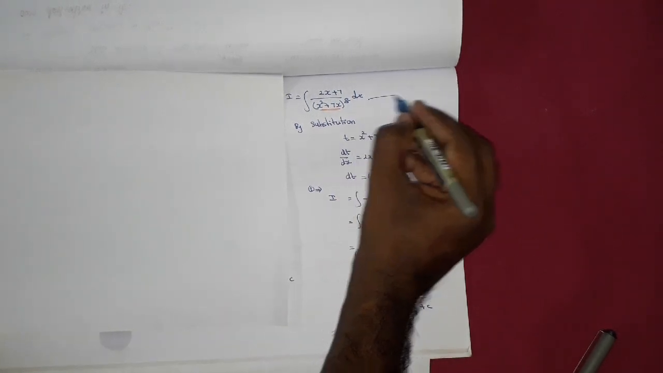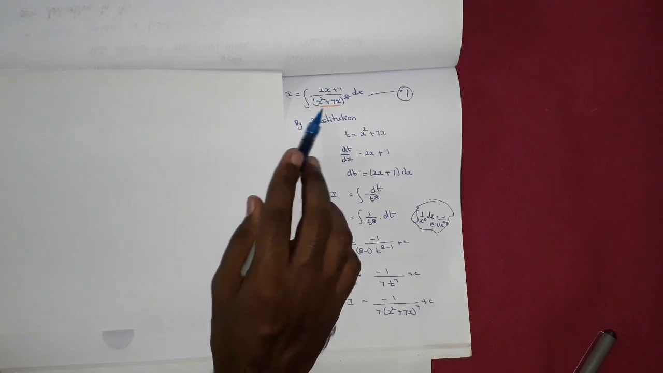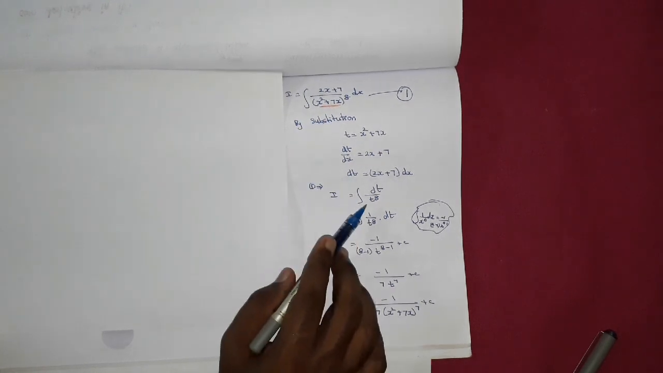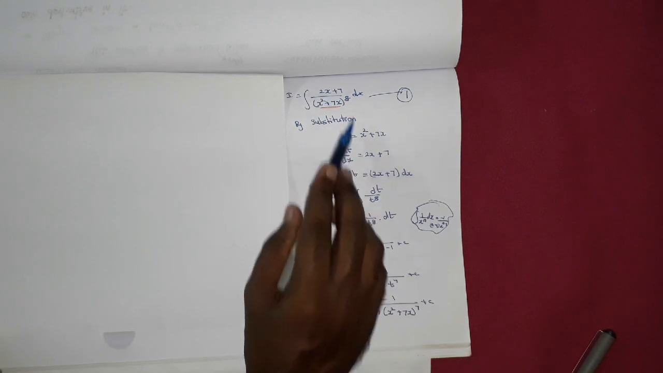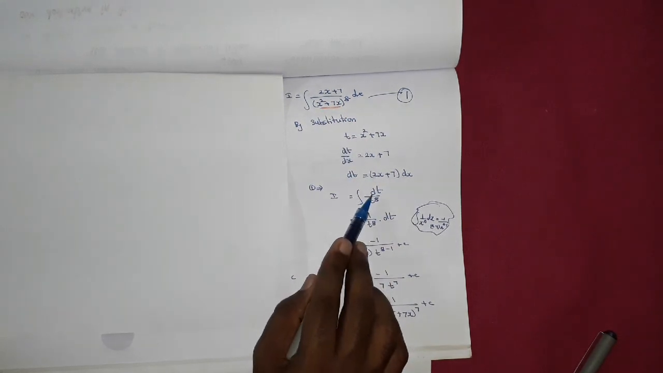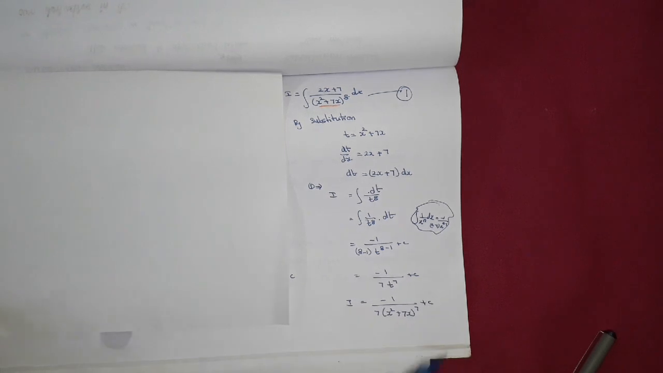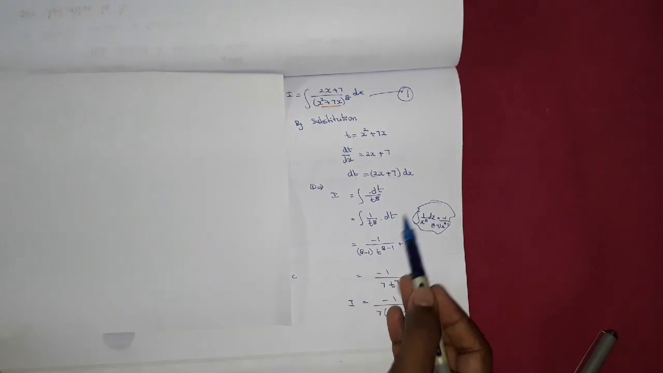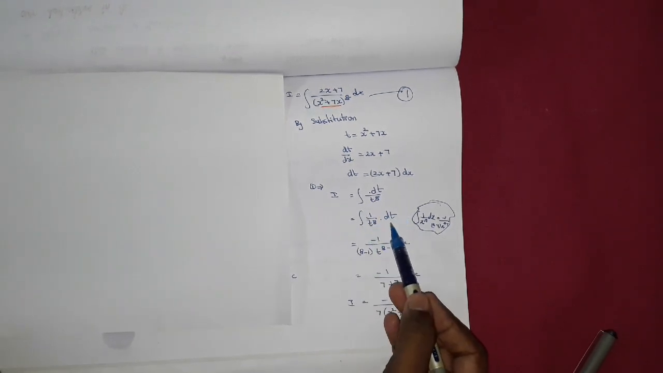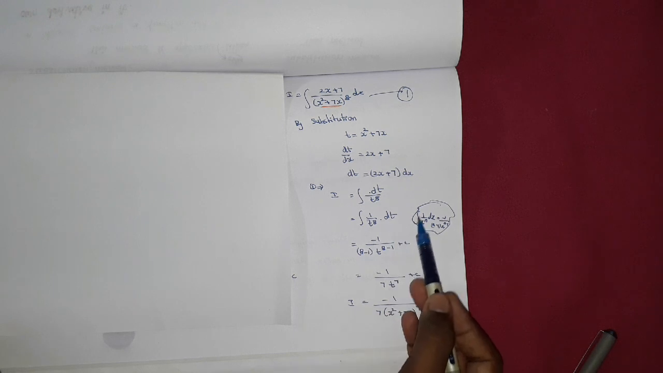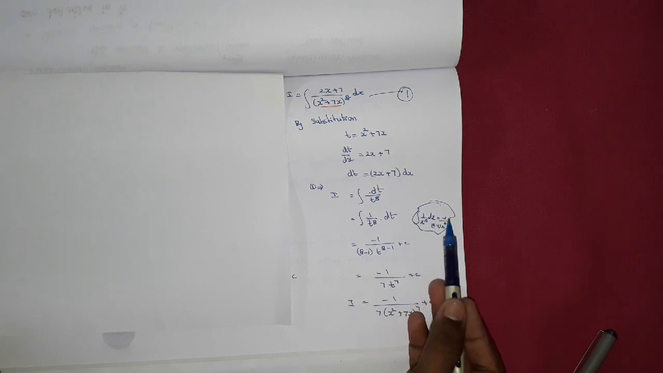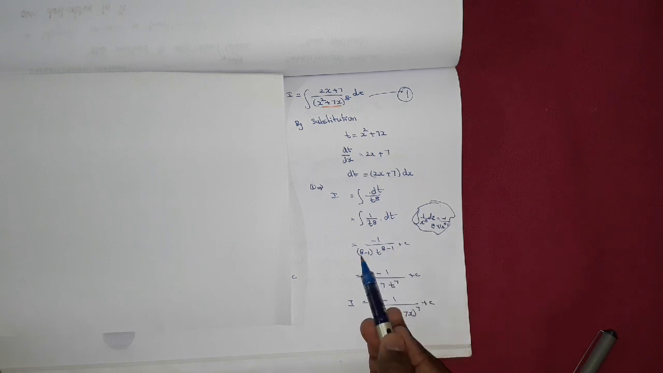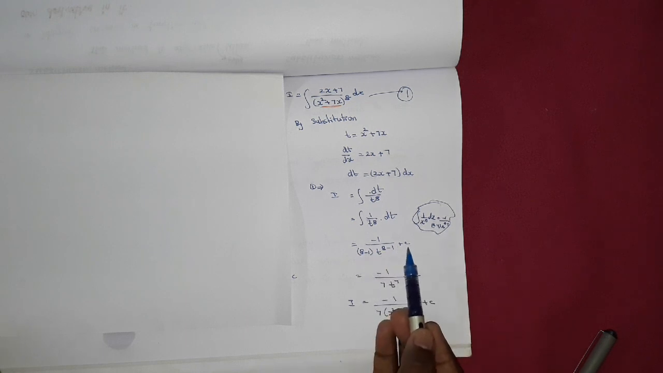So now in this integral, in the x square plus 7x place I can put t, so it becomes t power 8, and in 2x plus 7 into dx place I can put dt, so dt by t power 8. Now keep dt away, so integral 1 by t power 8 into dt. We know the formula, integral 1 by x power n dx equal to minus 1 by n minus 1 x power n minus 1. So minus 1 by 8 minus 1 t power 8 minus 1 plus c.